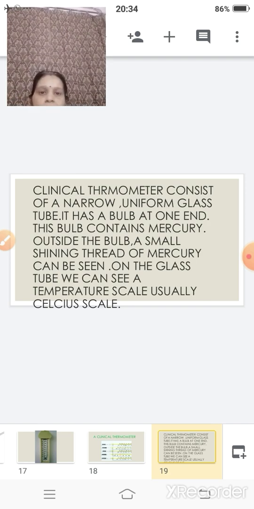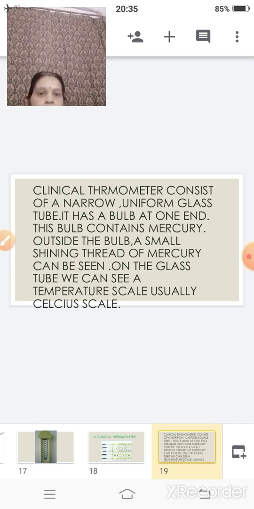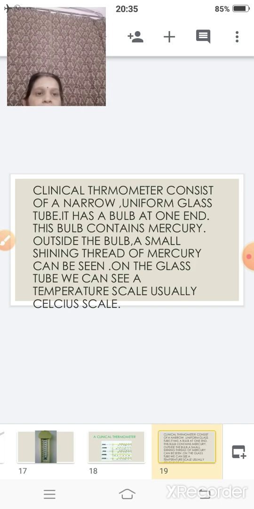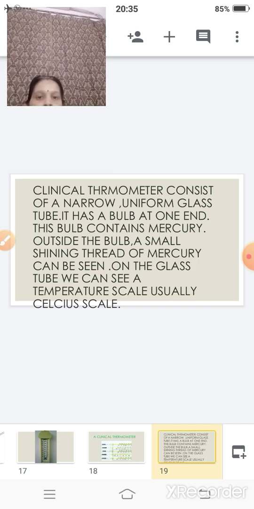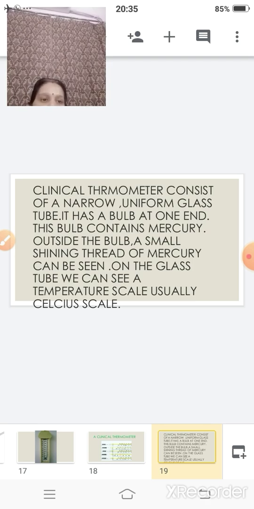It has a bulb at one end and the bulb contains the mercury. That is what I showed you right now, that on one of the ends it is containing the mercury within the bulb. Outside the bulb, a small shining thread of mercury can be seen on the glass tube, on which we can see a temperature scale, which is usually in your Celsius scale.